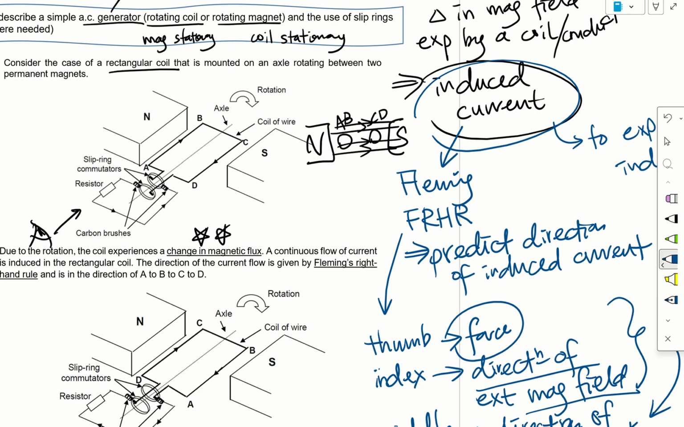As the coil is turning, I'm providing the force. In this case, I'm making the coil turn in a clockwise direction. That means AB will go up, CD will go down.